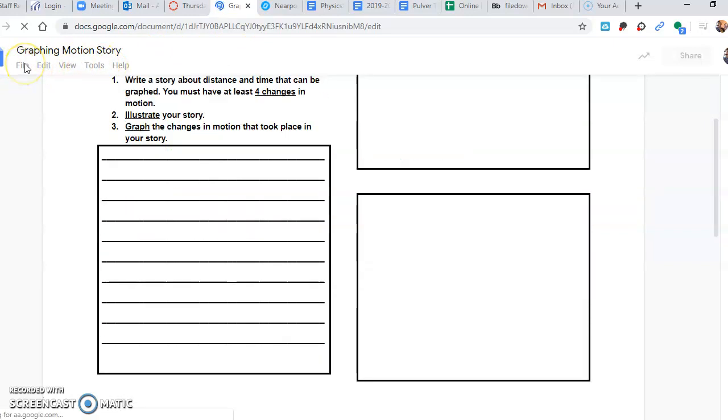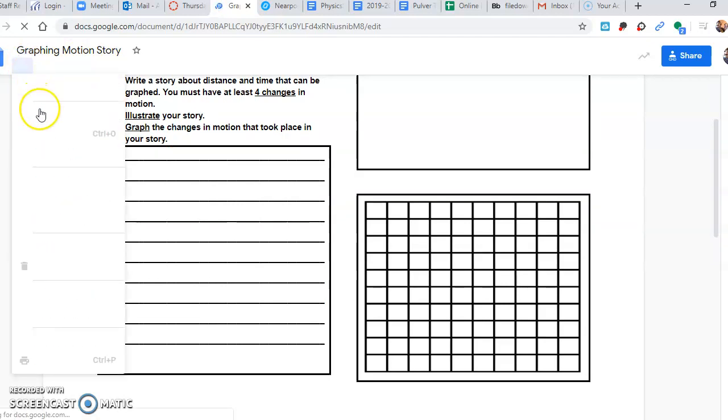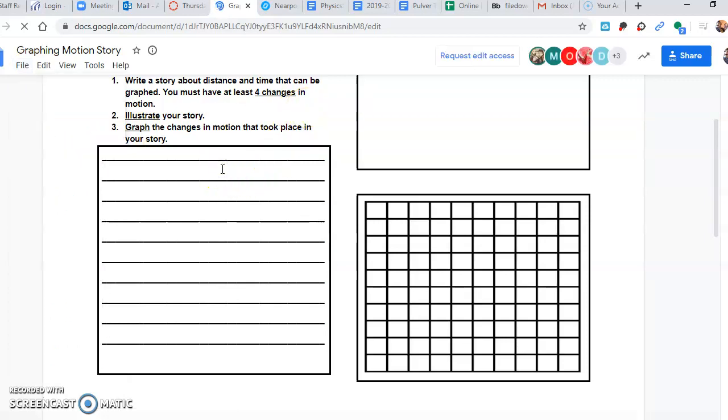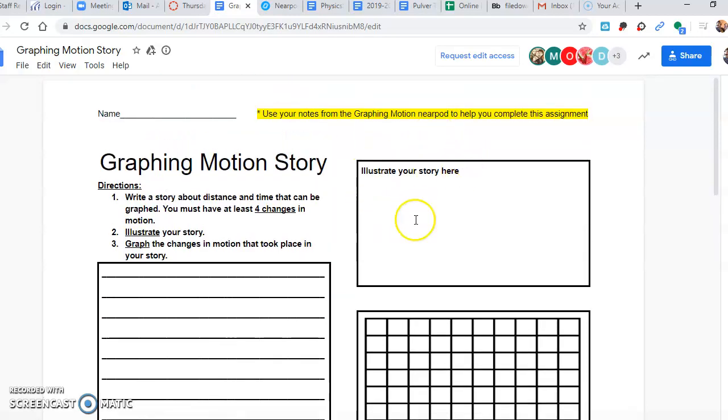Remember that you need to go to File and make a copy for your own copy. And then right here, you could write something like, I left my house and went to the park. I stopped at the park, and then I went back to my house. And then you would draw something like a constant speed, a stop, and then going back to your house at a constant speed.